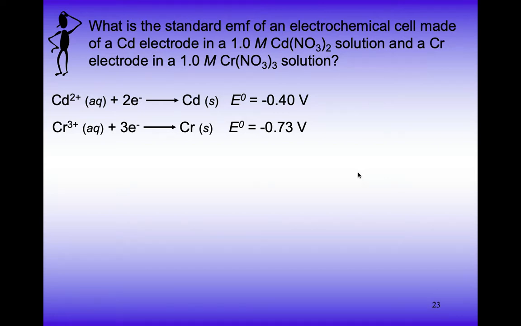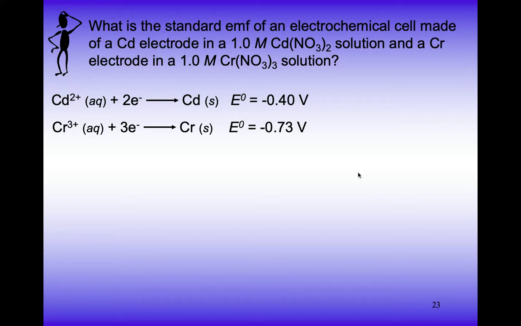You have cadmium plus 2 electrons yielding cadmium metal. The standard reduction potential there is negative 0.40 volts. And you have chromium 3 plus 3 electrons to chromium, which gives you a standard cell potential of negative 0.73 volts. So now you have to determine which one's going to be the reduction and which one's going to be the oxidation. And it's actually pretty simple.